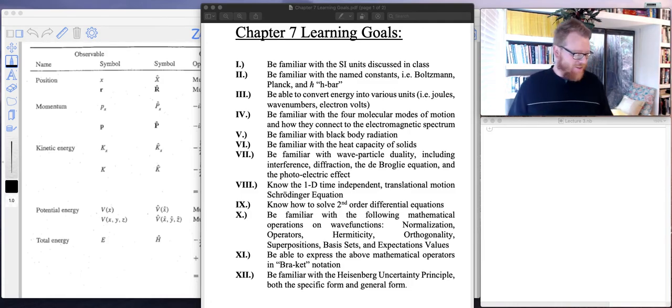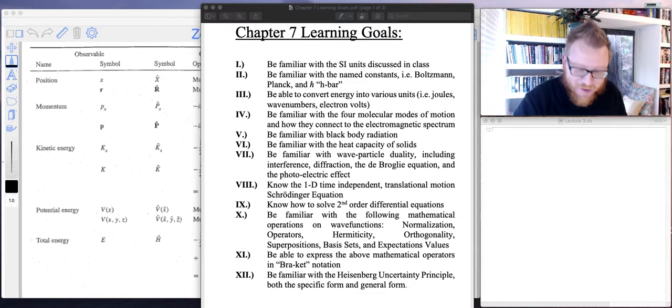All right, that's a silly song. I always think of They Might Be Giants, Particle Man, when talking about this subject, wave-particle duality. So I just want to review the learning goals here really quick.